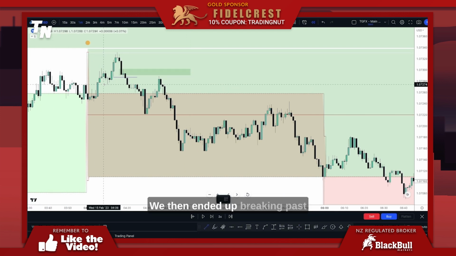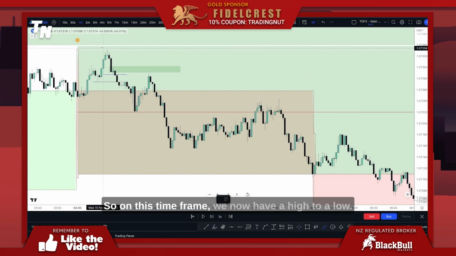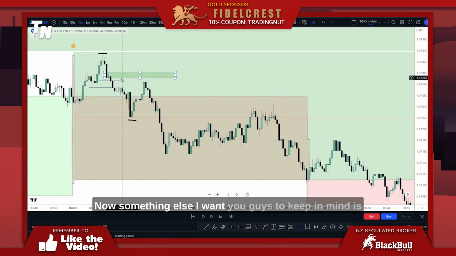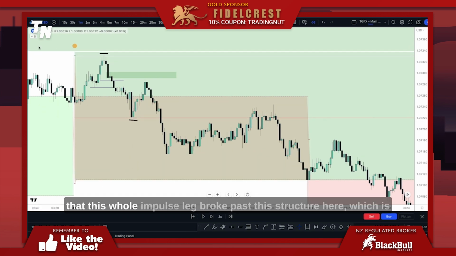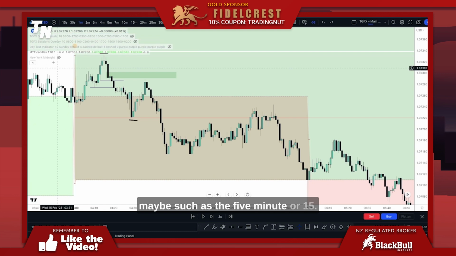We then ended up breaking past our previous higher low point, which transitioned us into a downtrend structure. So on this time frame, we now have a high to a low. In order for structure to break back bullish, we need to see this high up here being invalidated. Something else I want you guys to keep in mind is that having a high to a low here means this whole impulse leg broke past this structure here, which is going to equal a bearish order block on a higher time frame, maybe such as the 5 minute or 15.